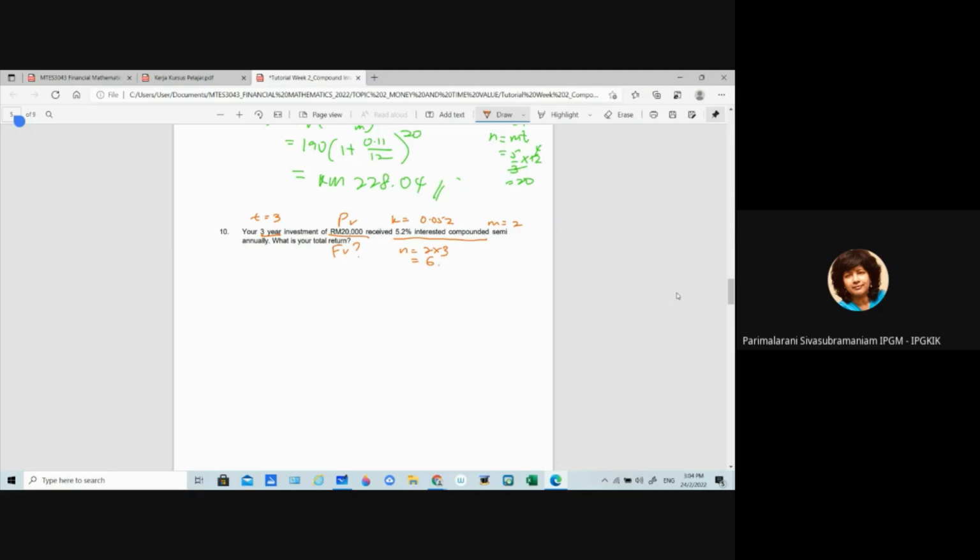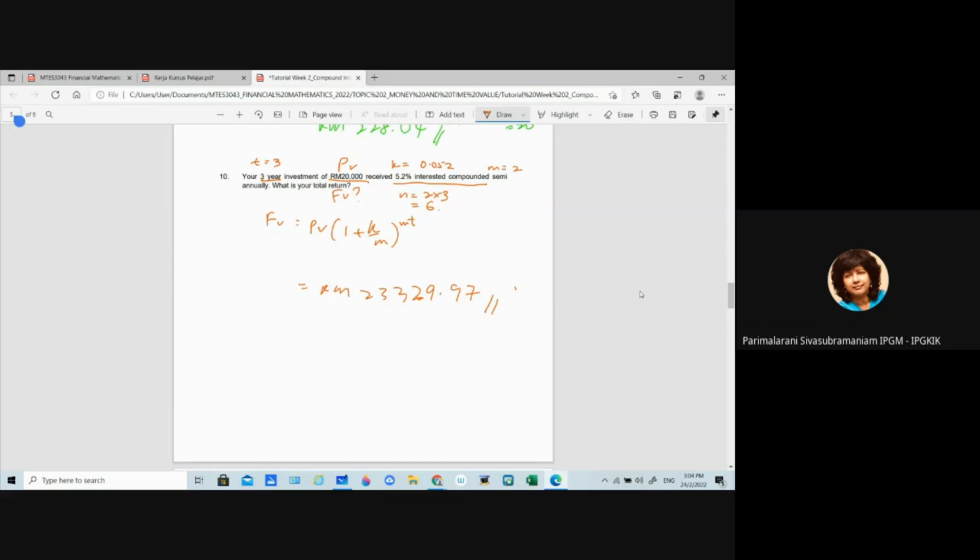Put everything into the formula. Since you know K and M, use K over M, MT, or you can straight away use N. Put into the formula and get your answer, which is 23329.97. Okay, this is question 10. Question 10 is very direct.